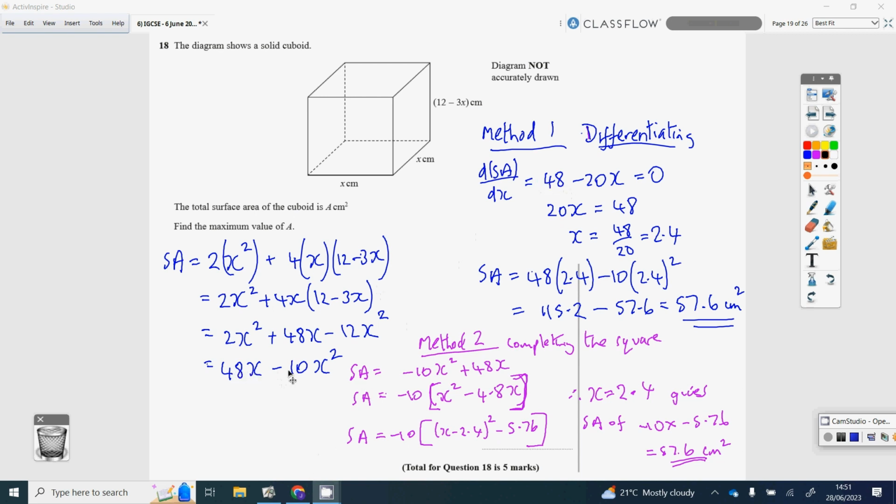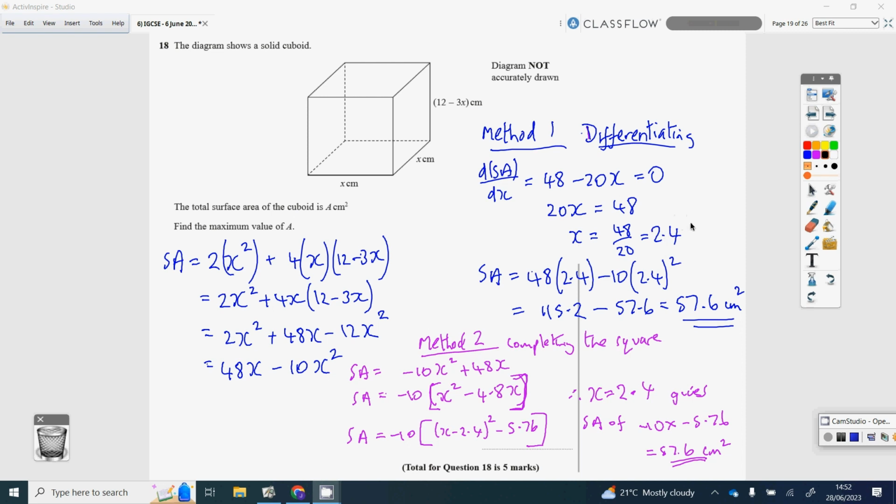So differentiating this, the blue one first, when we differentiate 48x, we get 48. When we differentiate minus 10x squared, we get minus 20x. Remember, you multiply by the current power, reduce the power by 1. Now, at a maximum or a minimum, the differential equals 0. So we set our 48 minus 20x to 0. Add 20x to both sides, divide by 20. We get x being 2.4.